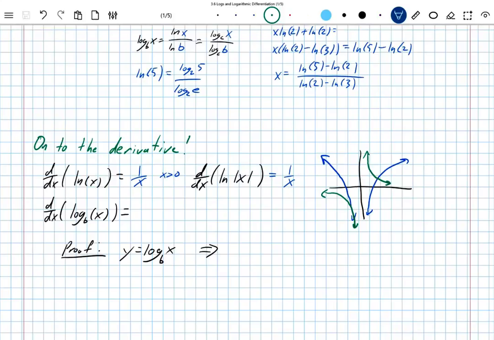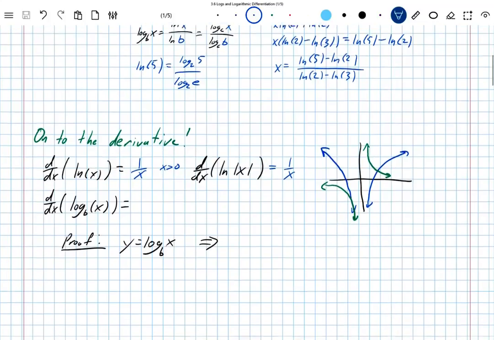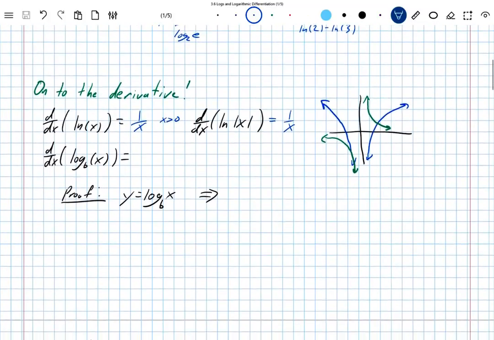Okay, so what about some other base, like base 10 or base 2? What would that be? Well, it's almost the same. It's almost that nice, but it's a little bit messier. Let's go ahead and try to prove this, and then I'll fill in that one. If we can do it for base b, we can certainly do it for natural log of x, because that would just be base e.